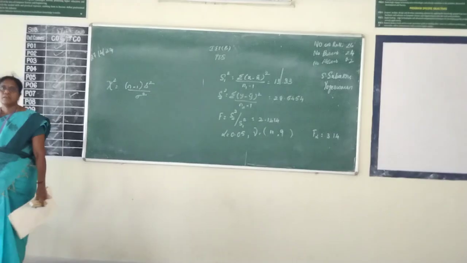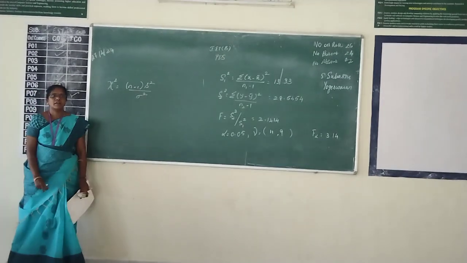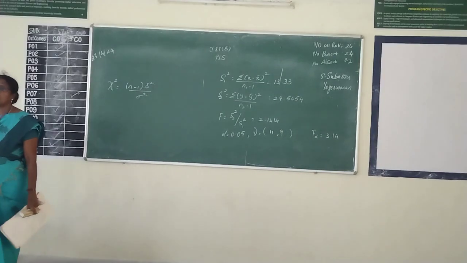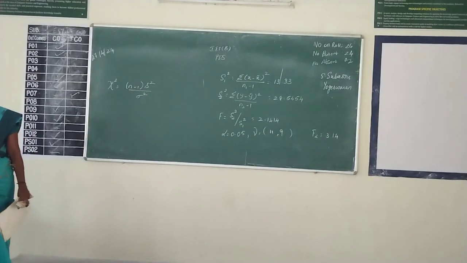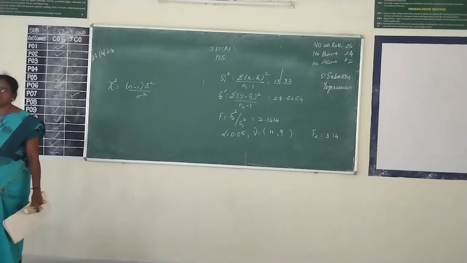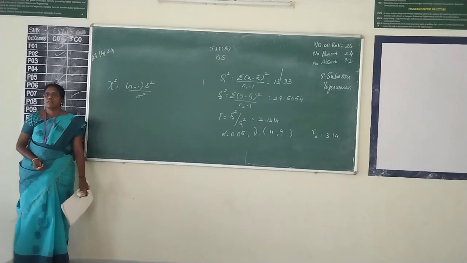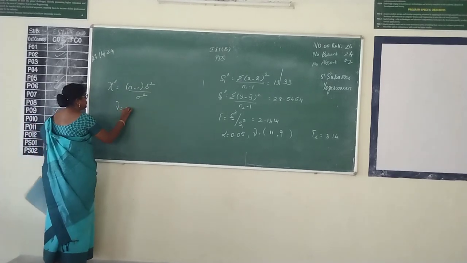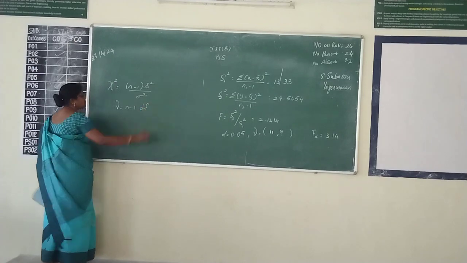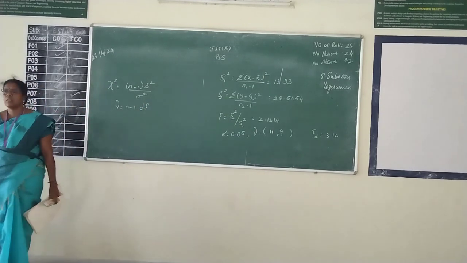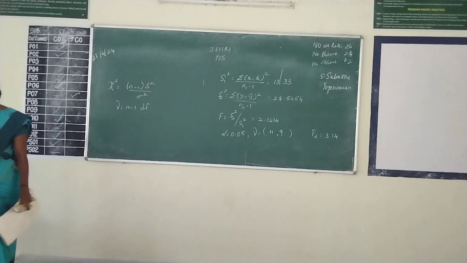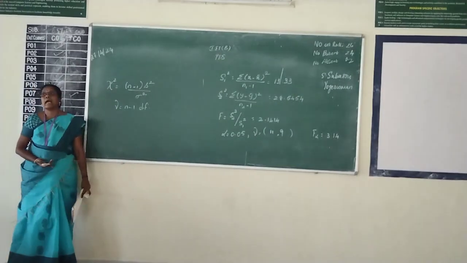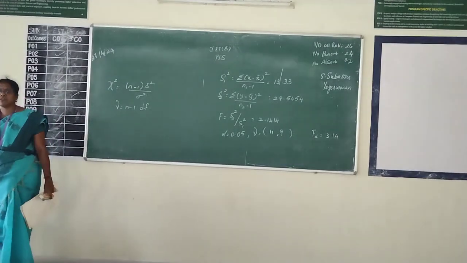Next line. This statistic follows chi-square distribution with mu equal to n minus 1 degrees of freedom. So for single variance, what distribution we will make use of? Chi-square. Okay, some questions can be asked.